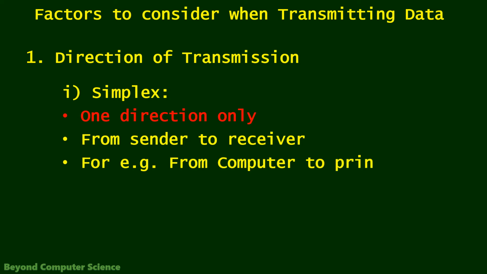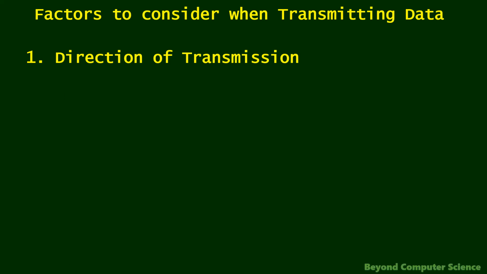For example, from a computer to a printer. Data is always transmitted from the computer to the printer. So we can say this is an example of simplex transmission. There is never a time when the computer receives data of some kind from the printer. We are always sending data, our computer is always sending data to the printer.